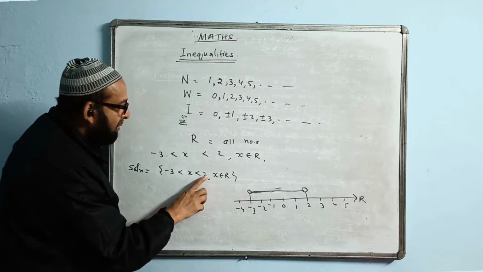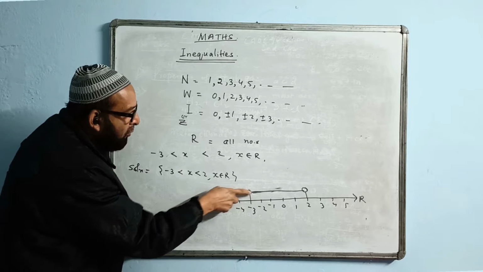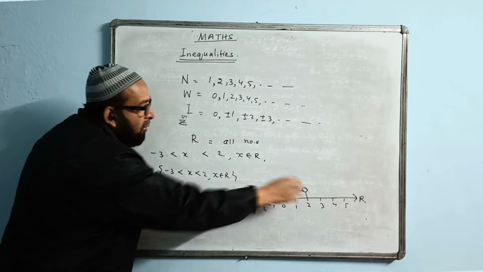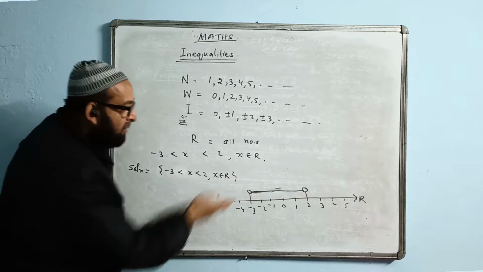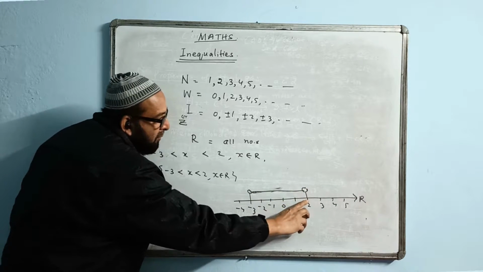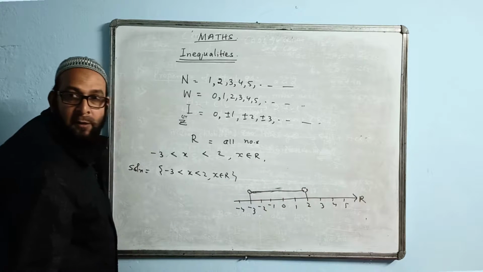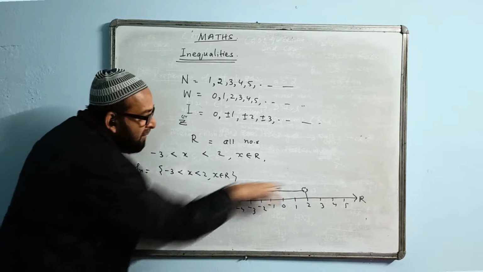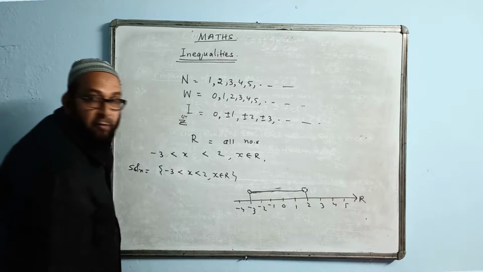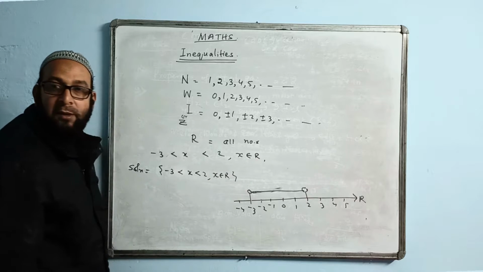Write -3 here. This side is 2, we write 2. There is no equal sign, so we'll keep a hollow circle. There also no equal sign, we'll keep a hollow circle. And we join them by a line. That is, in between them, all the numbers are being covered. And 1.99, 1.98, everything is being covered. That's why we draw a straight, continuous line from here till here. We will not give separate dots. We will draw a line only in the case of real numbers.